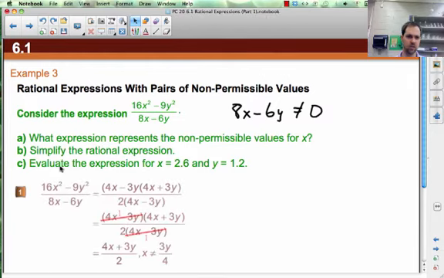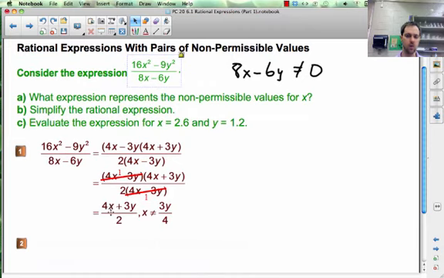Okay, so let's take a look at this. If we take out everything that's common, we factor the numerator as a difference of squares, factor the denominator by removing a common 2, this is what we're left with. These pairs cancel because they're the same. And then of course 4x plus 3y over 2 is all that we're left with. And it says x cannot equal 3y over 4.